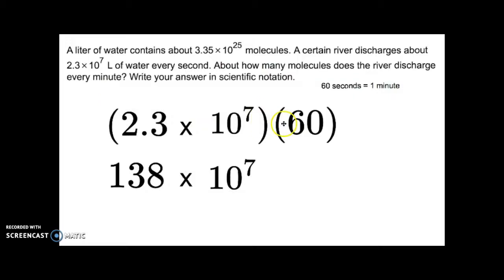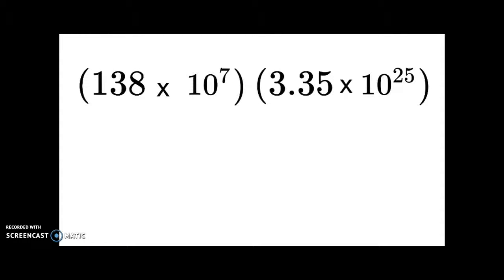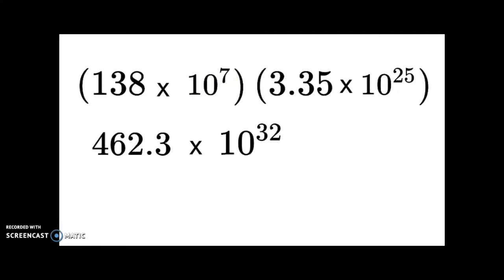So I multiply 60 times 2.3 and I get 138 times 10 to the 7th. Now to find out how many molecules are discharged every minute, I have to multiply this number by 3.35 times 10 to the 25. I multiply the numbers in front together and get 462.3. Then I multiply the tens to the exponents: 10 to the 7 times 10 to the 25 gives me 10 to the 32, because you add your exponents.